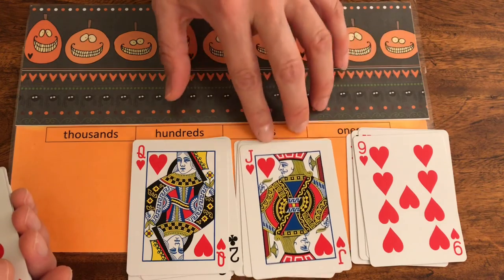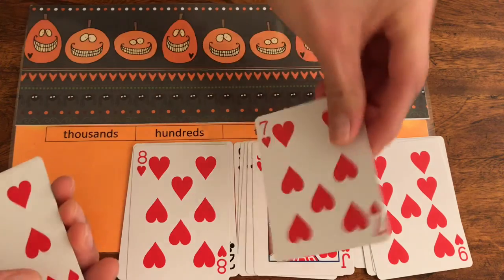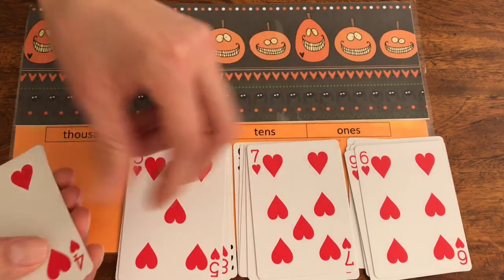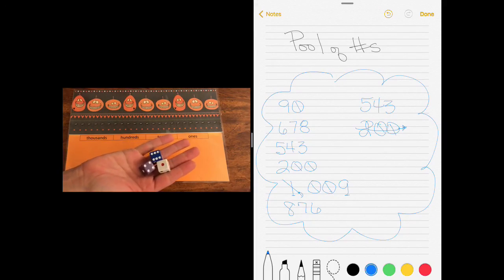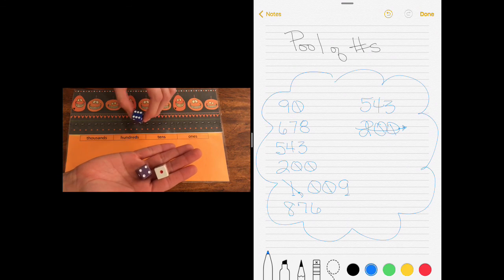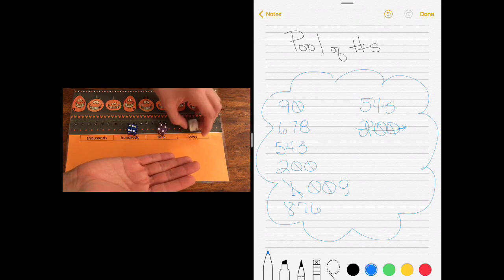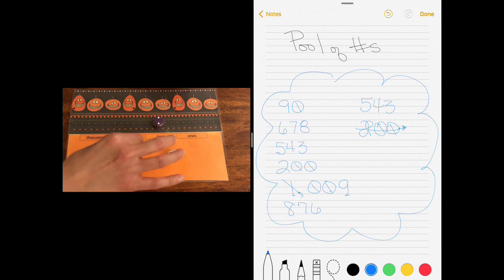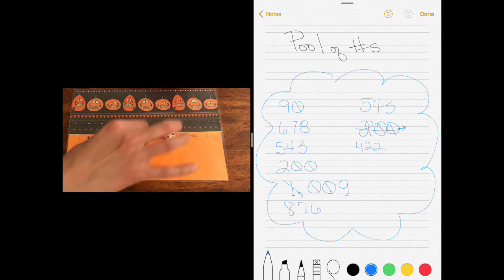I'm going to take this out. We are going to focus on smaller numbers. Here I have 876, 543, and so on. If you do not have a deck of cards, you are welcome to use dice. Here I have 3 dice in different colors that I will be rolling. The blue, the purple, and the white give me 422.